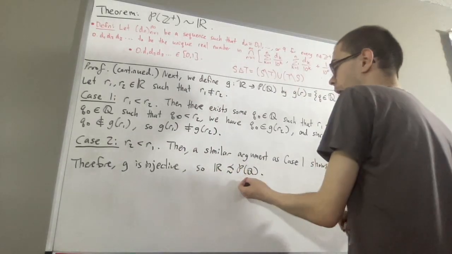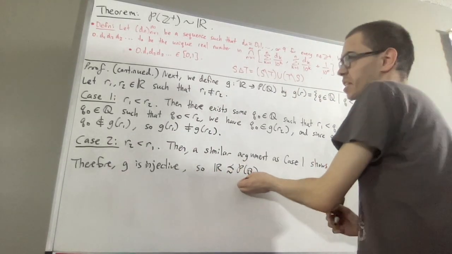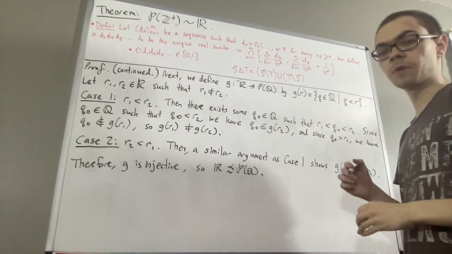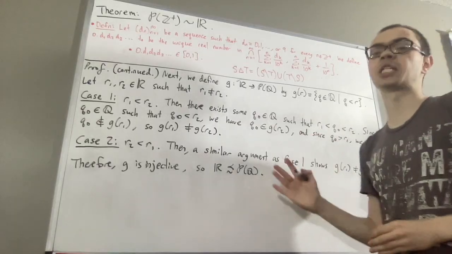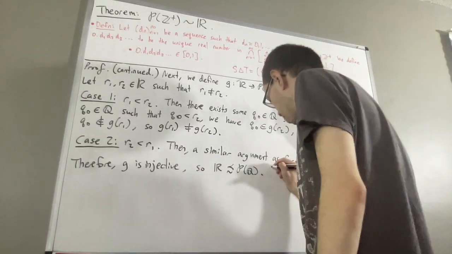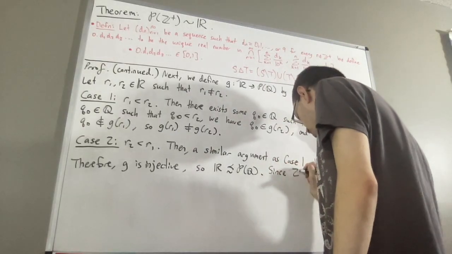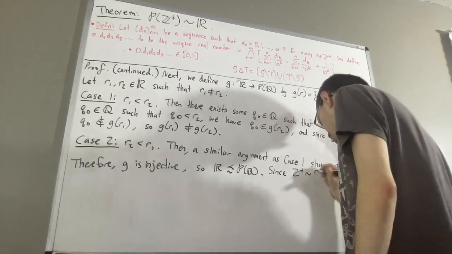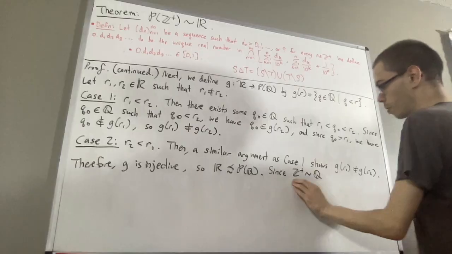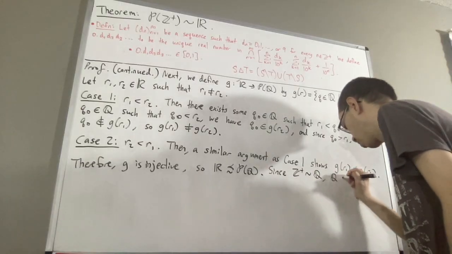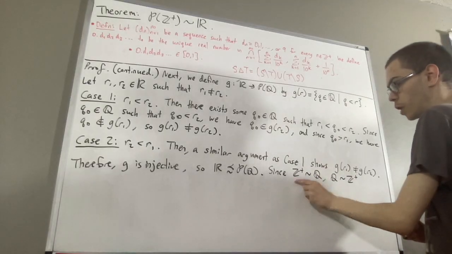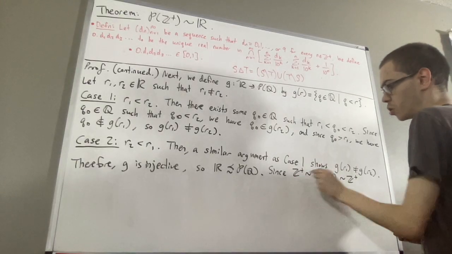So then from here, how can we obtain that there exists an injective function from the real numbers to the power set of the positive integers? Well, we have shown that there exists a bijection from the positive integers to the rational numbers. And since there's a bijection from the positive integers to the rational numbers, there must exist a bijection from the rational numbers to the positive integers, right? Just take the inverse of whatever bijection we have from positive integers to rational numbers.